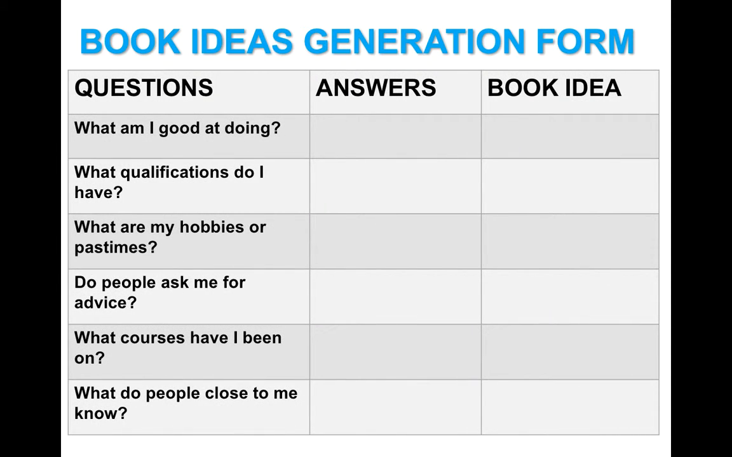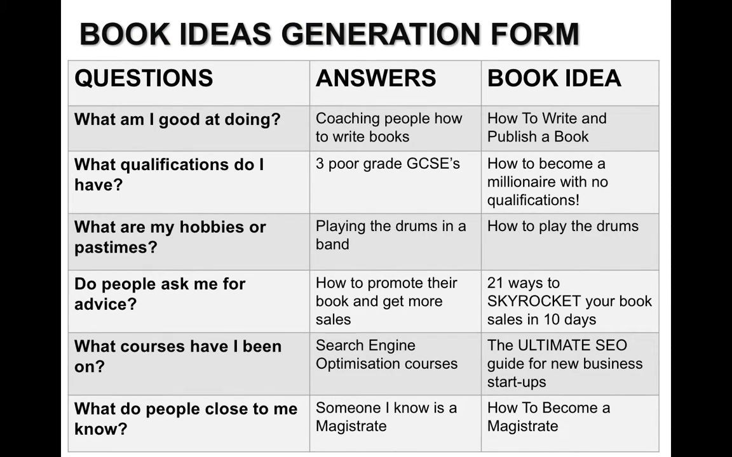It looks like this. I ask myself these questions. I want you to as well. First of all, what am I good at doing? So think about the kind of things that you're good at doing. What qualifications do you have? Do you have any good qualifications or not? What are your hobbies or your pastimes? Do people ever ask you for advice? What training courses have you been on? And also, do people close to you know some kind of information that can help you to write and publish a book? So I'll give you a couple of examples there.